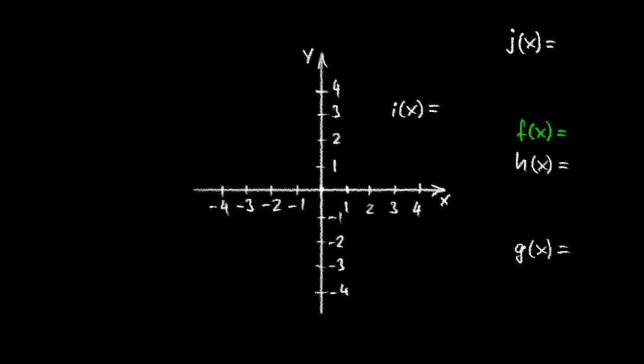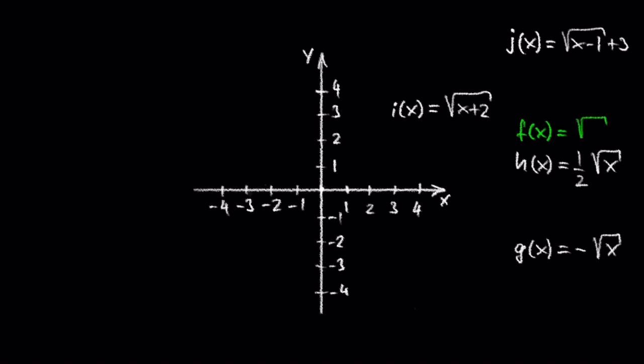Let's sketch the transformations in g of x equals the negative of the square root of x, h of x equals 1/2 times the square root of x, i of x equals the square root of x plus 2, and j of x equals the square root of x minus 1 plus 3 of the standard square root function f of x equals the square root of x. Recall that the graph of the standard square root function looks like this.